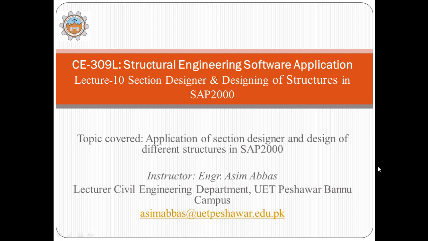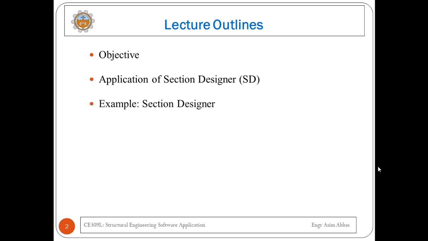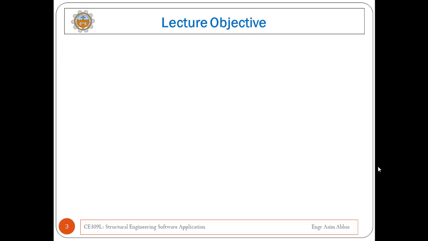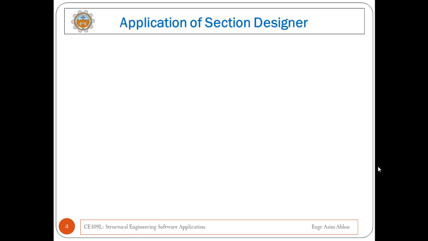Okay, in today's lecture I will discuss the application of section designer and design of different structures in SAP 2000. The lecture outlines are: objective of this lecture, application of section designer, example on section designer, then introduction to the design of structures, then example on design phase in SAP 2000, and at the end a class task is given for student practice. Lecture objectives: by the end of this lecture the student will be able to model different sections through section designer and design different structures in SAP 2000.